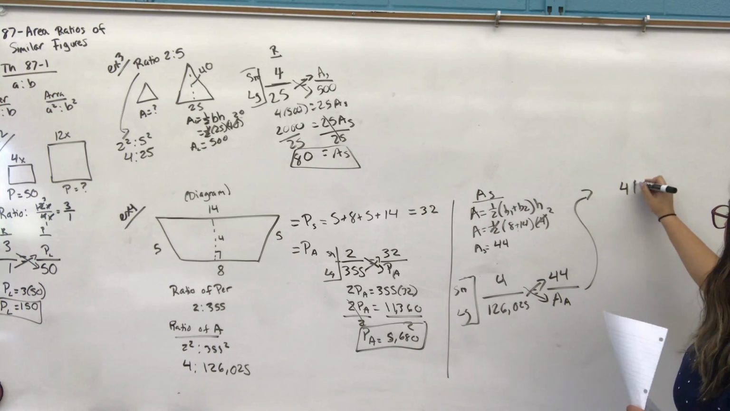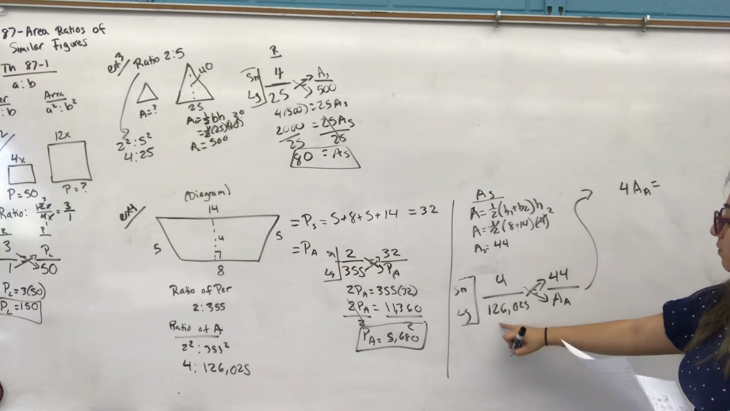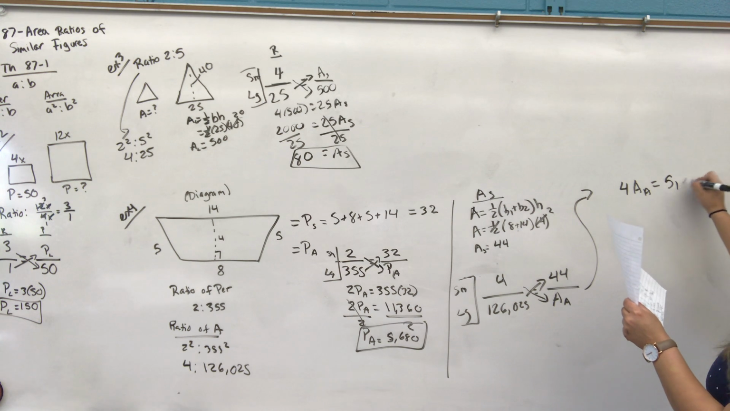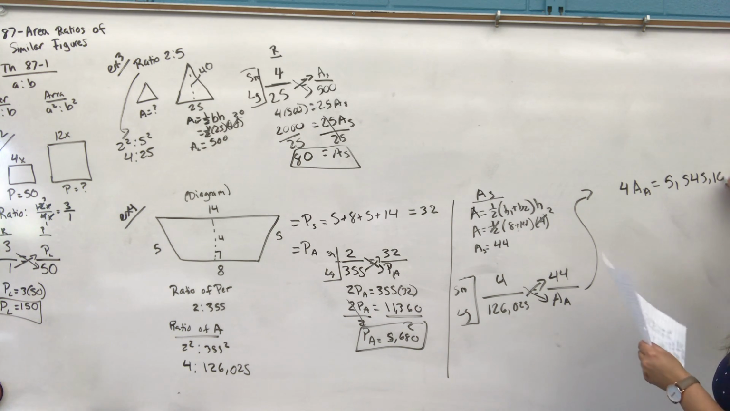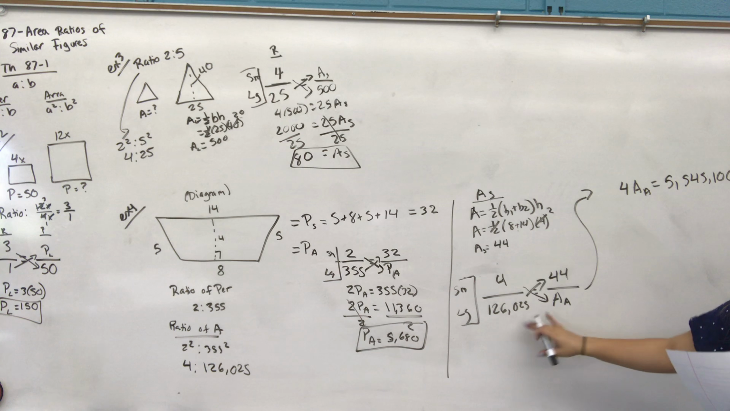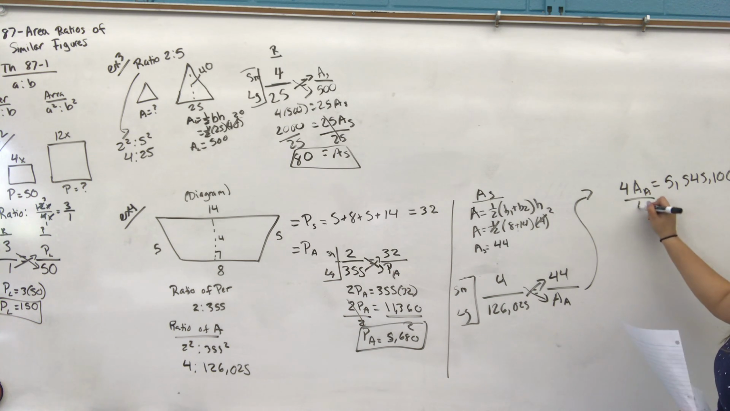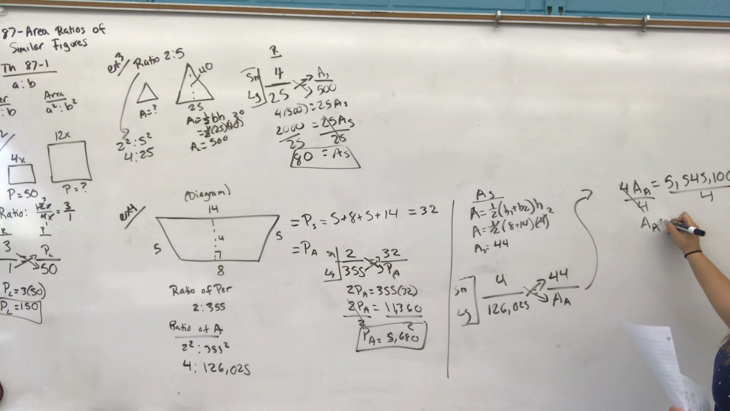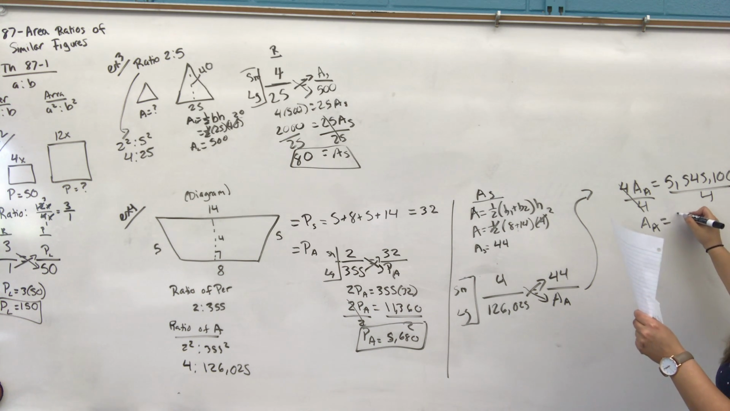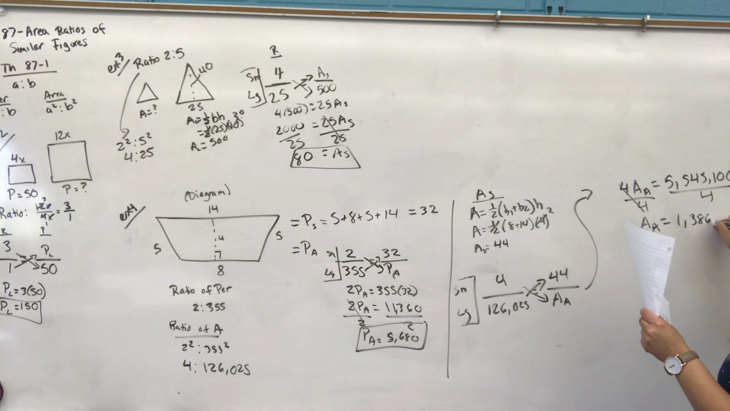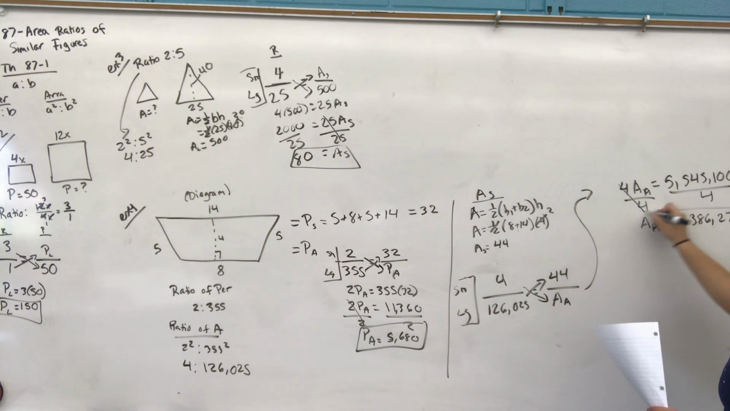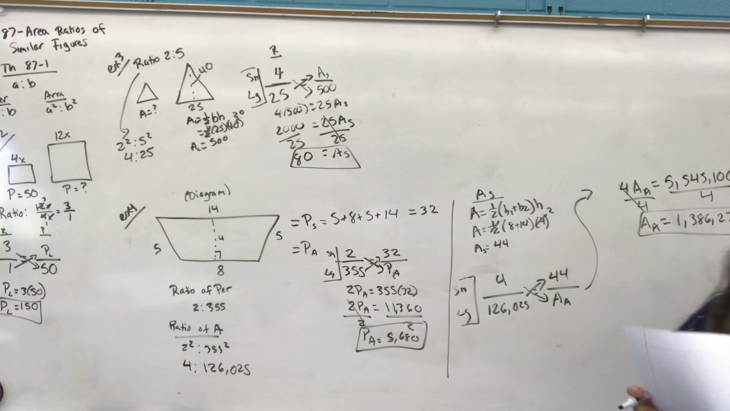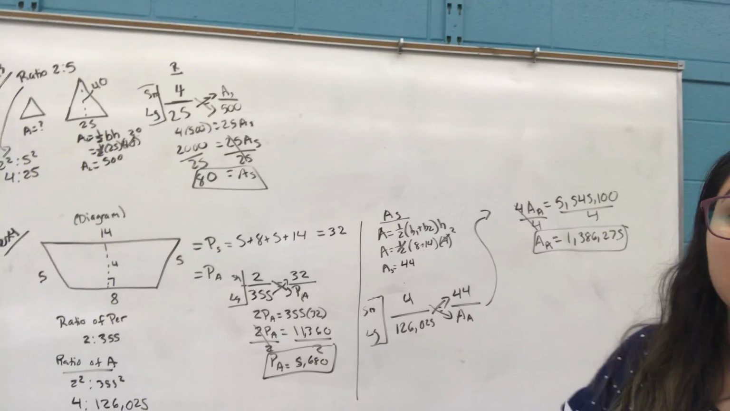So 4 times A sub A, 126.25 times 44. I get 5,545. So I already multiplied that, I skipped that step. Here I want the area by itself, I'm dividing both sides by 4, and the area of the actual shape is 1,386.275. So the perimeter is that, the area is that, but we're using the similar ratios to solve for each one of them.